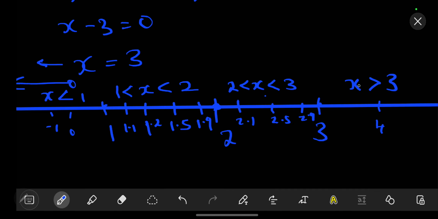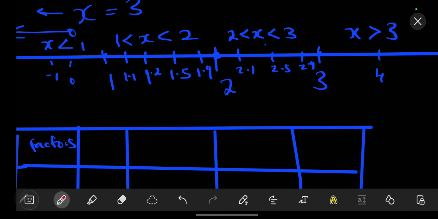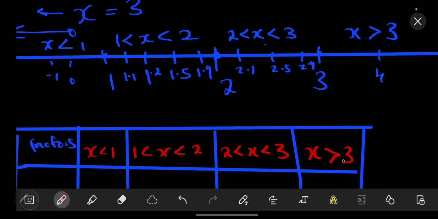So with this said, we can now come up with our table. We are going to write our intervals. The first one is x is less than 1. The second one is an interval of 1 is less than x is less than 2. The third one is 2 is less than x is less than 3, like that. The last one is such that x is greater than 3.